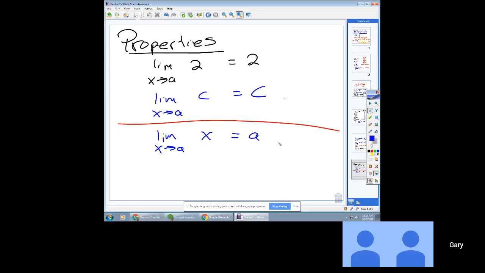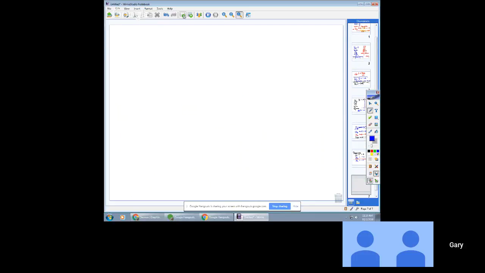Some other important limit properties, and I'm stating them in a slightly different order than in the book. If we have the limit as x approaches a of b times, so b is just some number, times a function of x, it turns out that constant multiple doesn't change things much. We saw that with some limits last week. So this would be the same thing as b times the limit as x goes to a of that, whatever that function is.